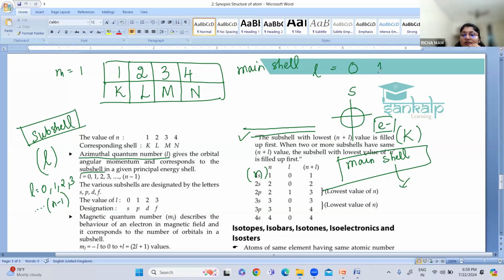Then azimuthal quantum number 1. It is p. What is the shape of the p orbital? Anybody knows what is the shape of the p orbital?